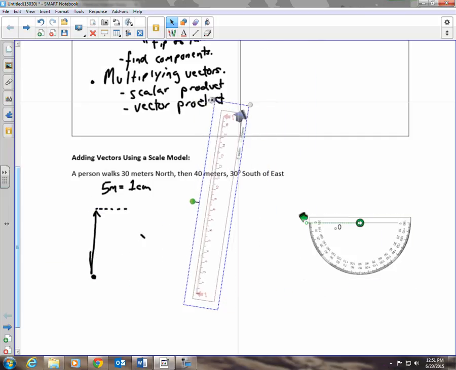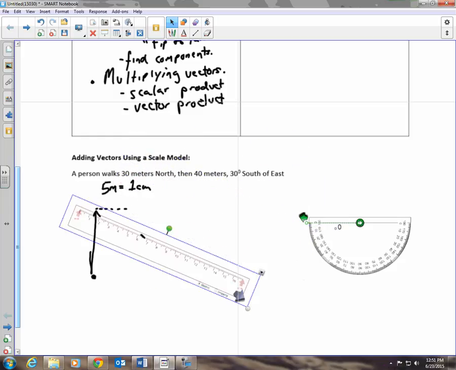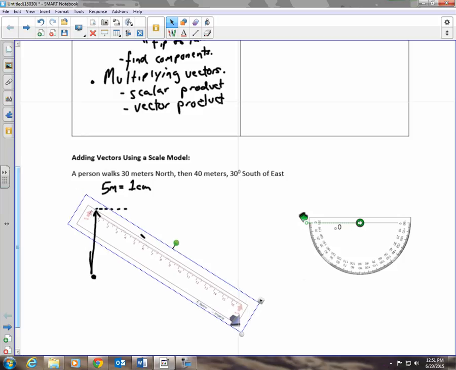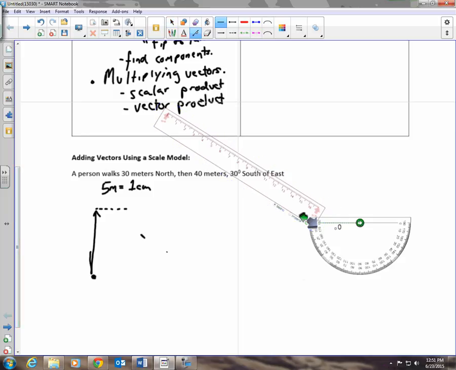And I'm going to take my ruler, and that's going to have to be 8 long. So I'm going to put this here and measure out 8. Drawing that there. Now these are already tip to tail. Okay, so now I can just draw my resultant, and I would draw my resultant from the origin to where I ended up. So the resultant is going to be right here.